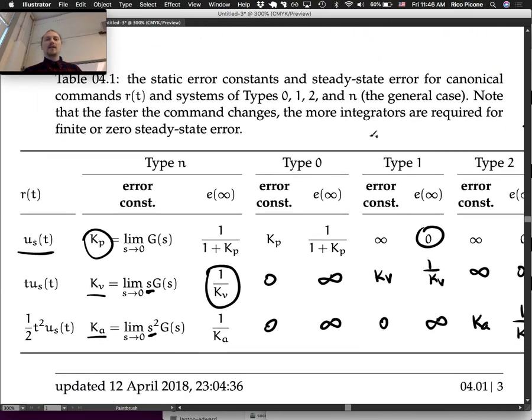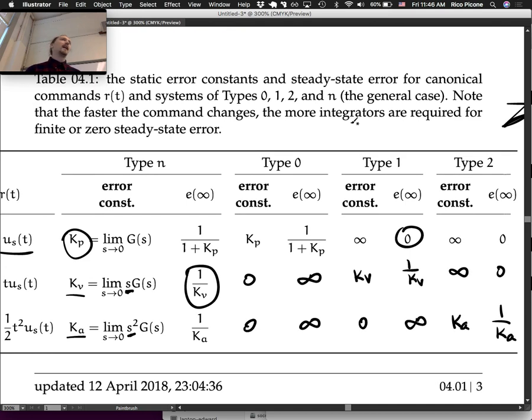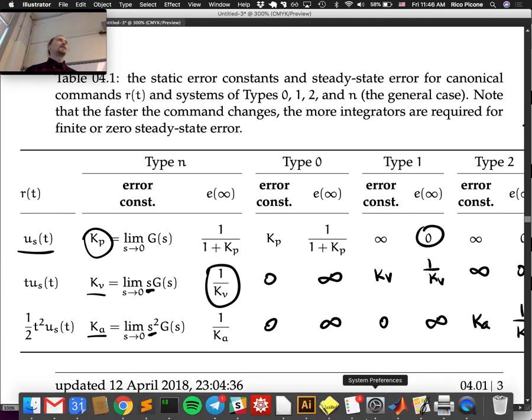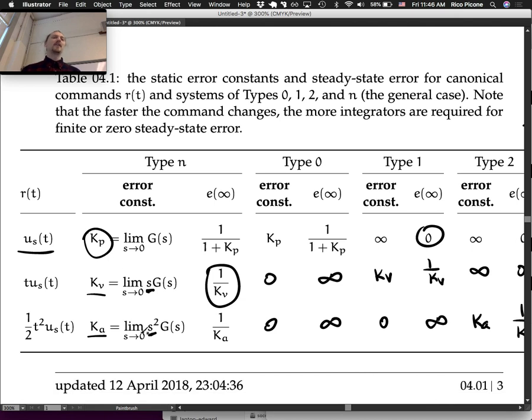Understand well how to use this table because it allows you to find steady-state errors really quickly, right? You don't have to do much, especially if it's 0 or infinity. You don't have to calculate anything. Just look up the number of integrators, figure out what your command is, and then you can look up, is it 0, is it infinite? If it's finite, then you actually have to find your error constant.